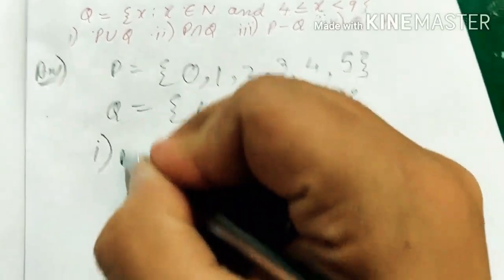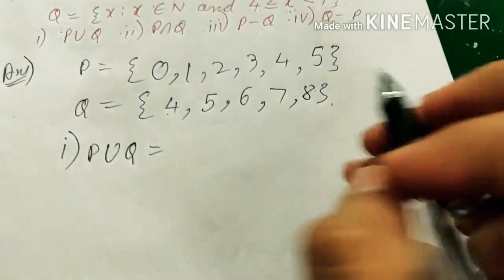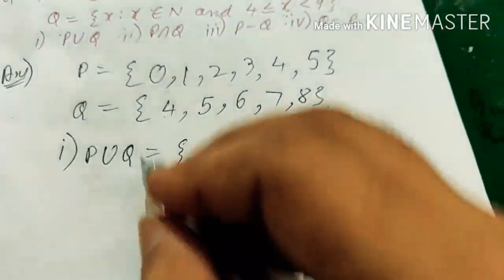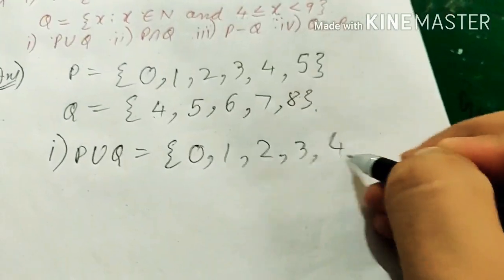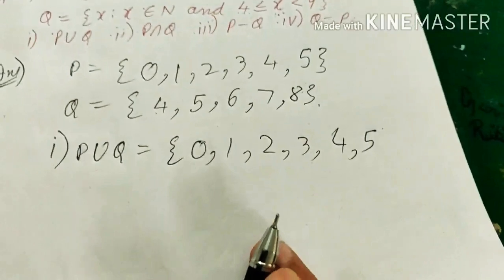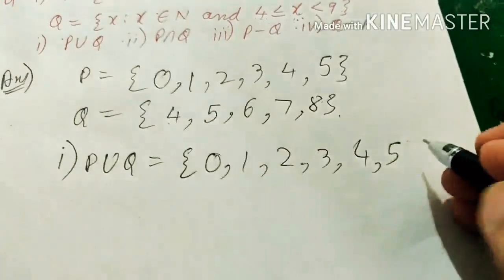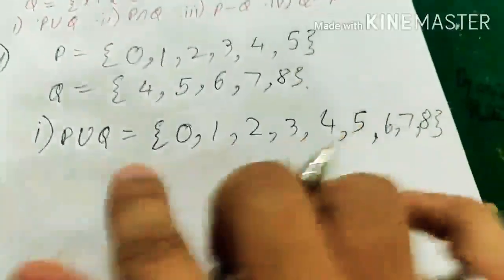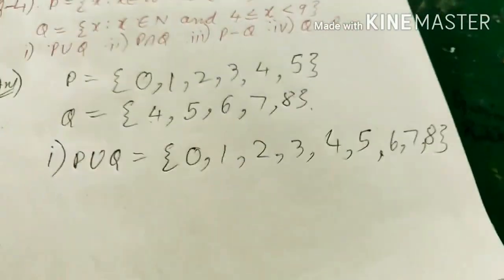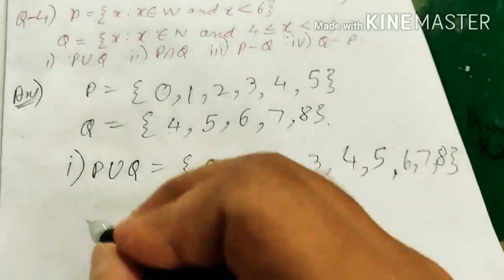Okay. Then question says we have to first find P union Q. Union means a set that contains both of these values. Okay, we will start making a set by writing P's values first. 0, 1, 2, 3, 4 and 5. These are the P values. Then what are the values of Q? 4. 4 is already mentioned. 5. 5 is already mentioned. Then 6, 7 and 8. This is a set that contains P as well as Q. All the values of P and all the values of Q and no extra value. Only P and Q. So this is P union Q.